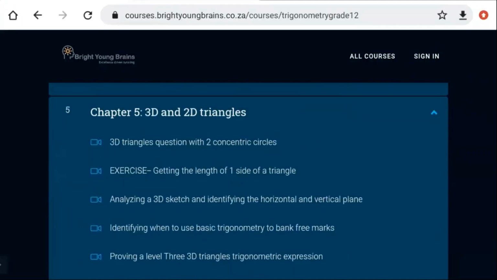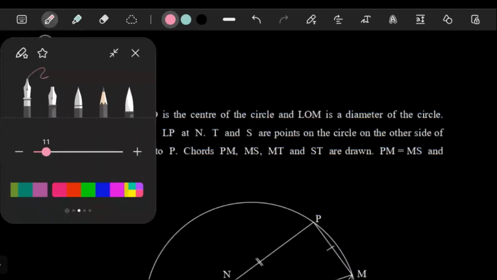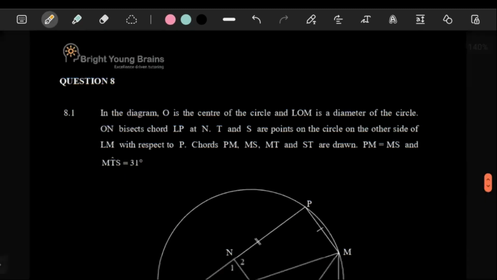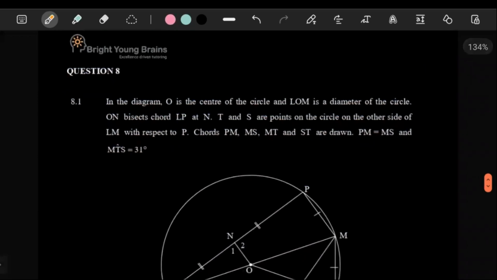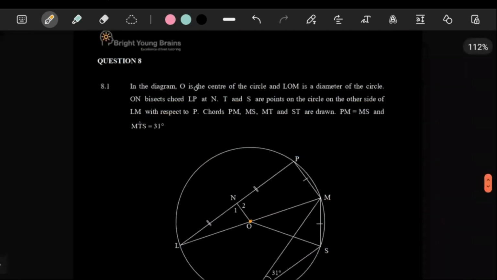Okay, question number 8 says the following. In the diagram, what does question number 8 say? So we have a diagram here. It says in the diagram, O is the center of the circle. Yes. And LOM.